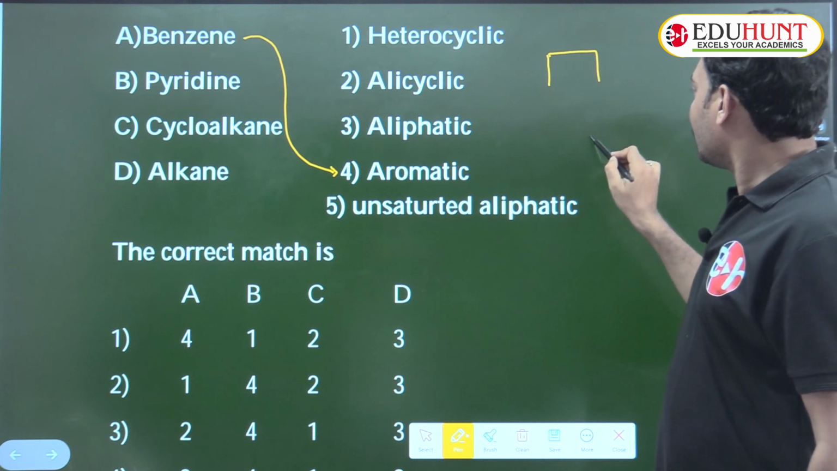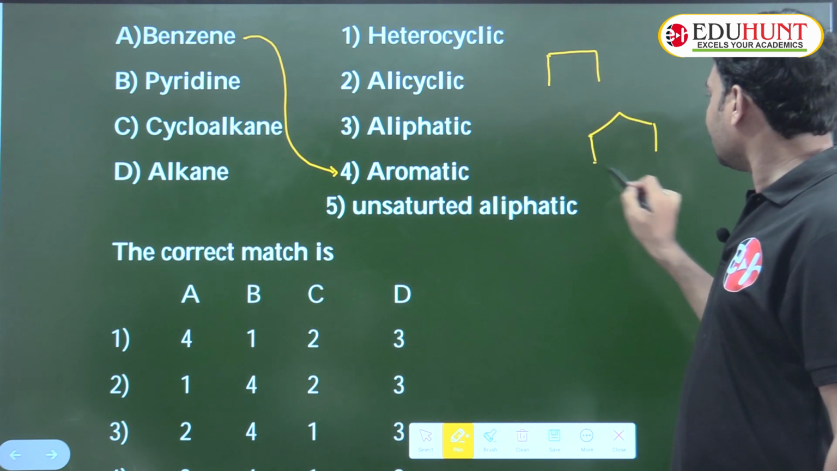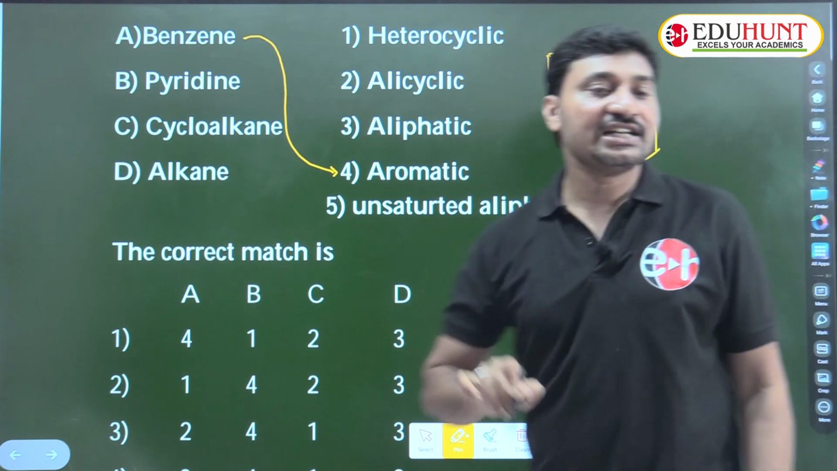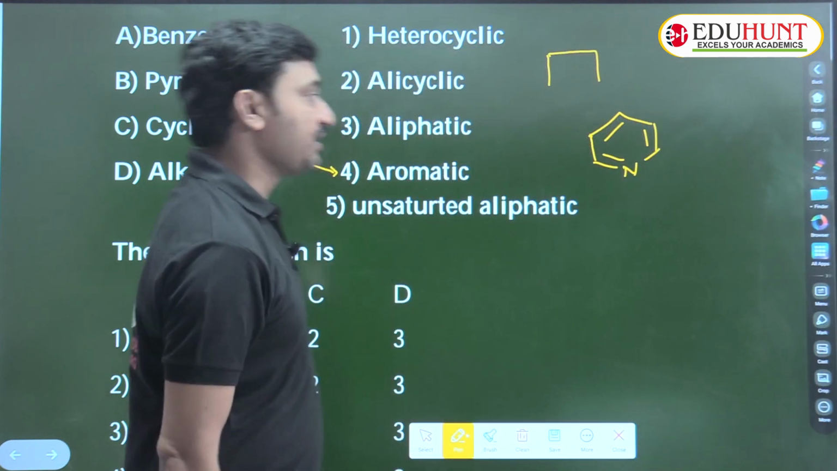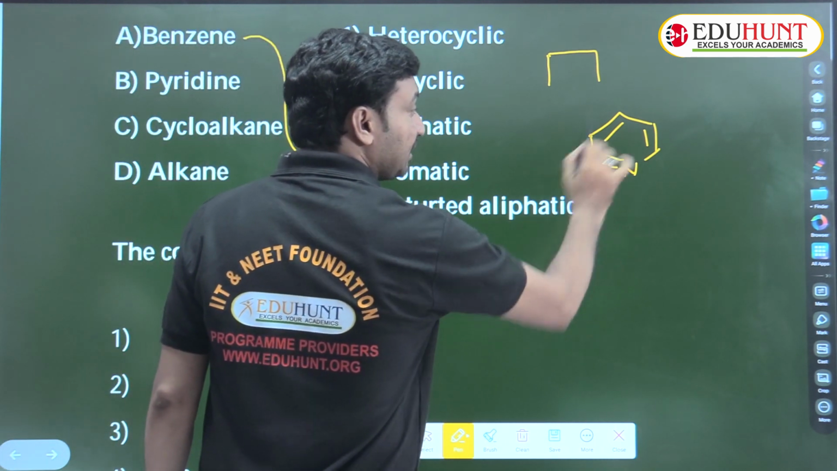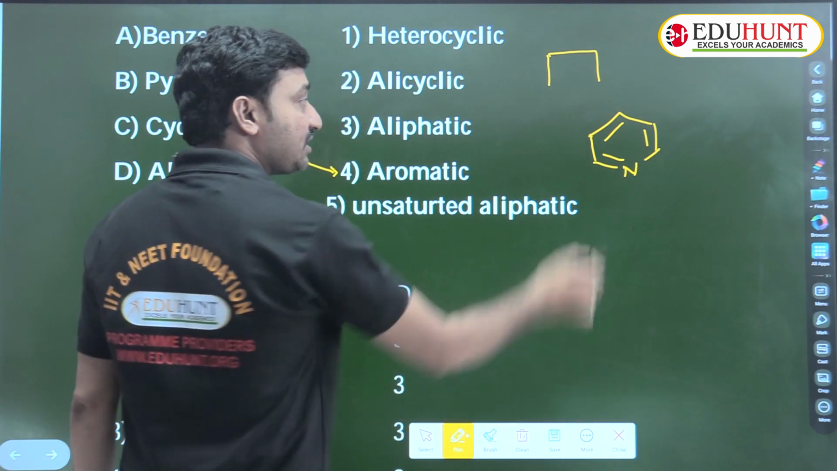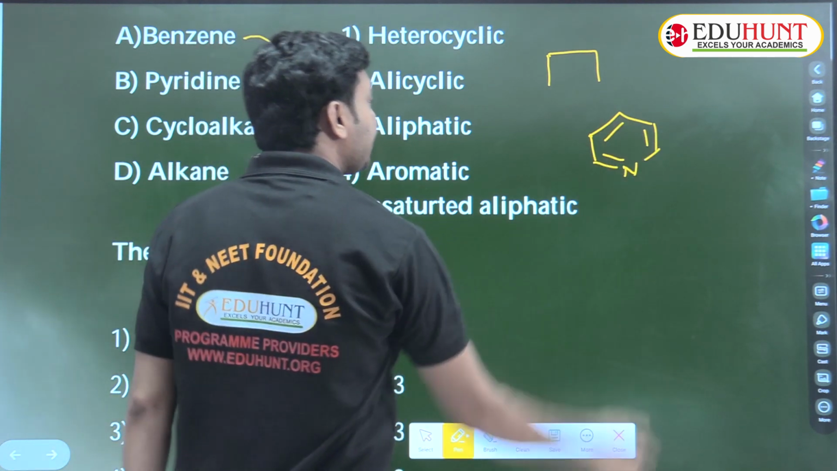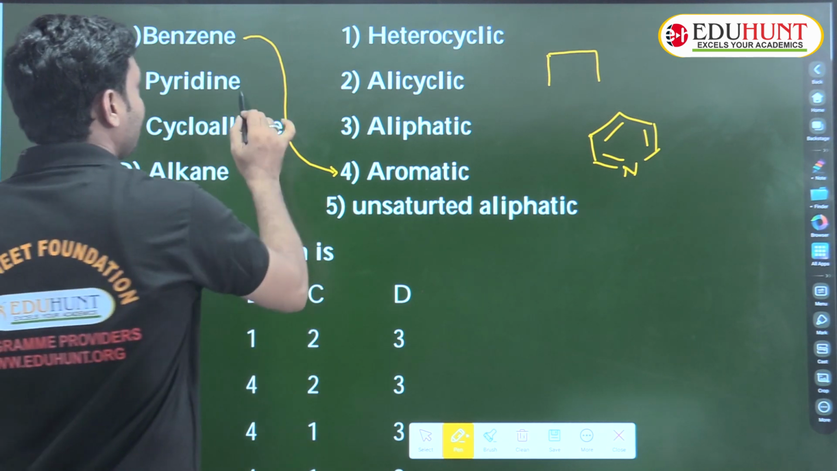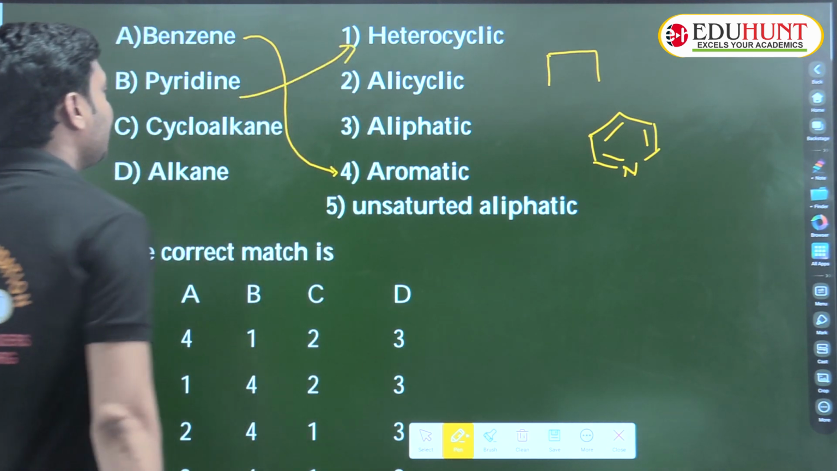What is the structure of pyridine? This is the structure of pyridine, right? Heterocyclic means at least one heteroatom is present in the ring. So this is pyridine. One nitrogen is present in the ring along with carbon atoms. So this is a heterocyclic aromatic compound. Pyridine is heterocyclic.